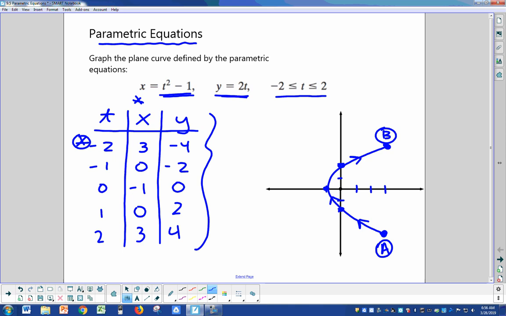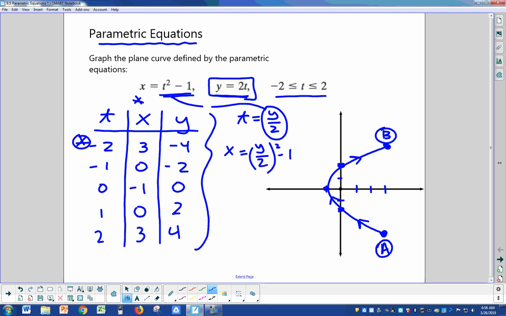One last thing we can do is notice that since y is equal to 2t, we could also say that t is equal to y over 2, and we could plug this y over 2 in right there. That would give us x is equal to (y over 2) squared minus 1. As I simplify that, I would see that it is a sideways parabola, and we can graph that. But the error you might make in a problem like this is being tempted to graph the entire parabola. Of course, we see that that's not the case. This is just a part of it.